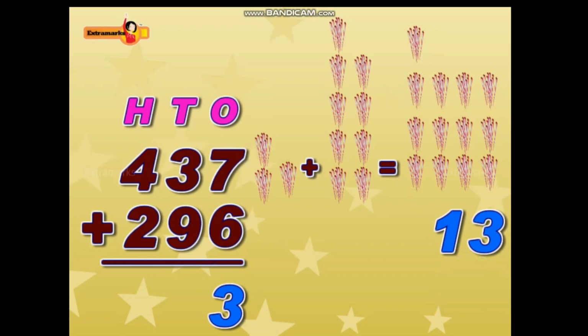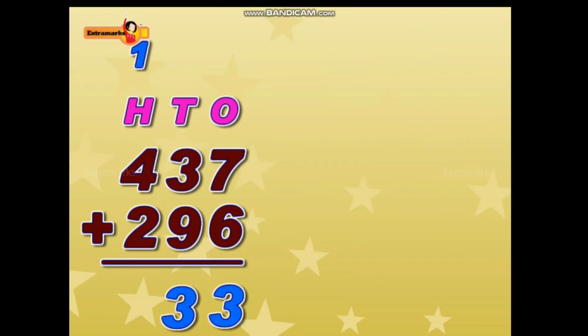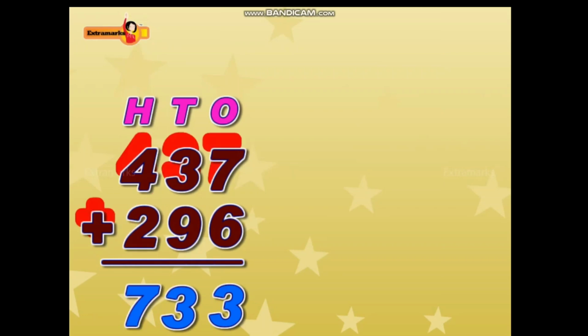So, here also we will leave 3 tens at the place of tens and carry over 100 to the place of hundreds. The fourth step is to add the numbers at the place of hundreds. 400 plus 200 plus 100 gives a sum of 700. So, when we add 437 and 296, we get a sum of 733.